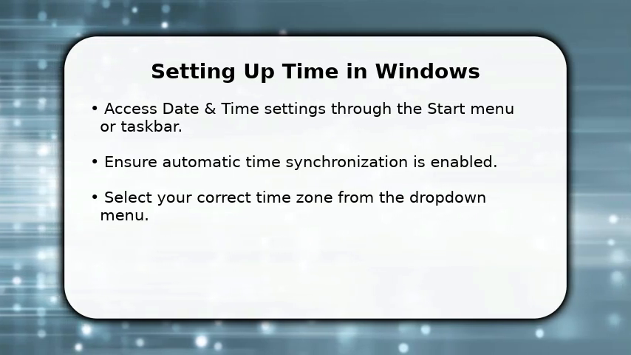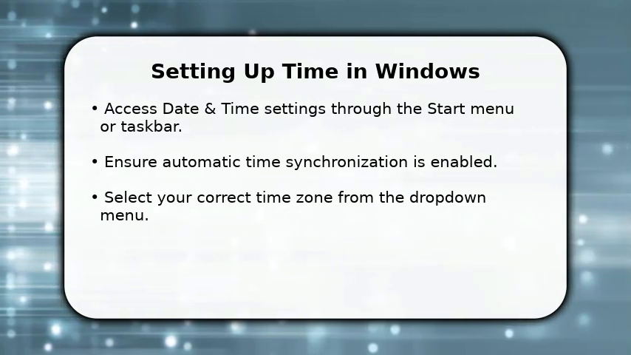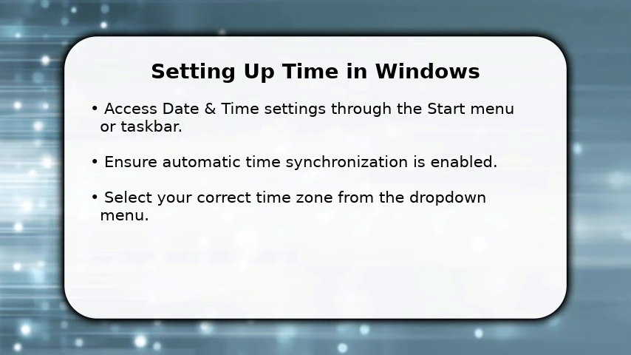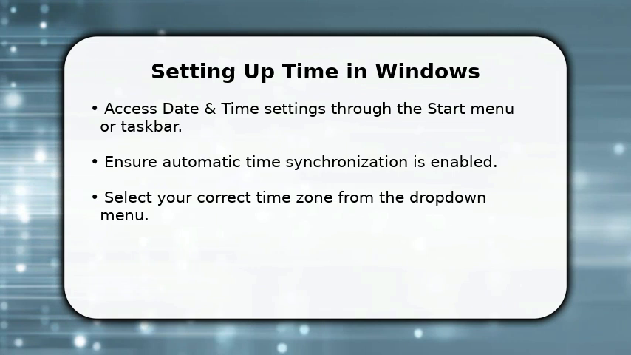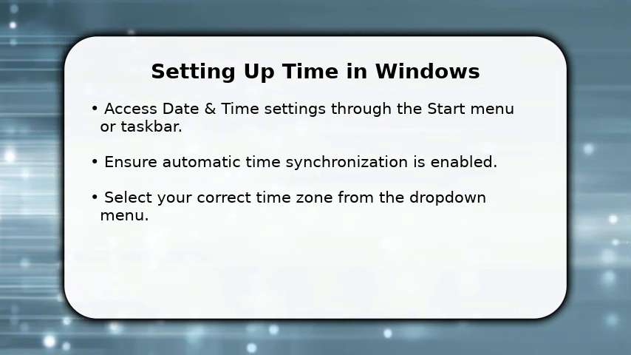Enjoy the video. In this video, I will explain how to set up time in Windows. First, open your computer settings by clicking the Start button and selecting the gear icon. Then choose Time and Language and Date and Time.